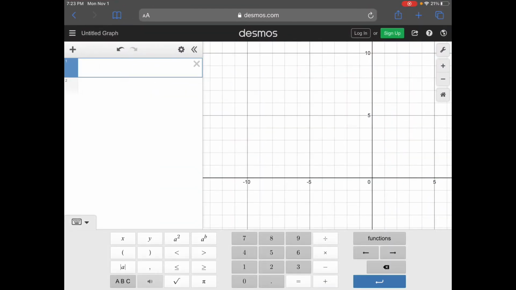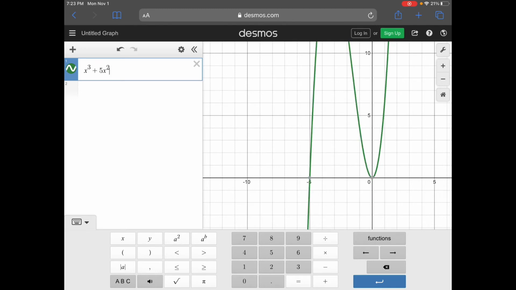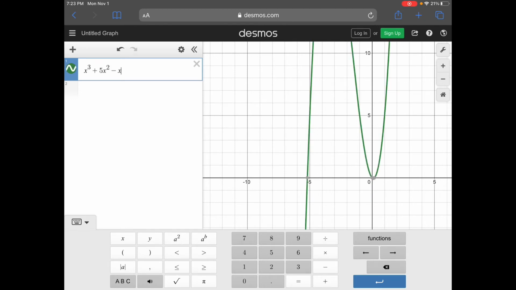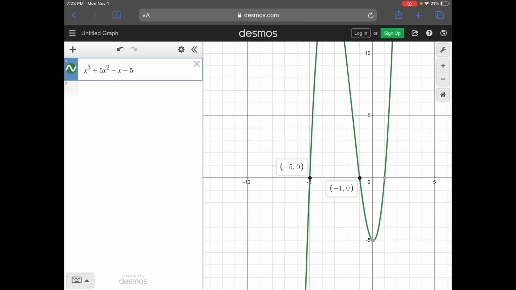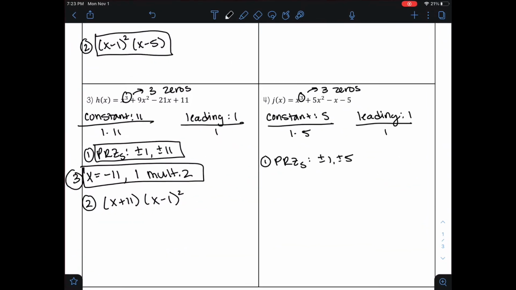So I have x cubed plus 5x squared minus x minus 5. And I can see right here on my graph that I do in fact have 3 zeros, 3 x-intercepts. They are at negative 5, negative 1, and positive 1. And so those factors will be x plus 5, x plus 1, and x minus 1.